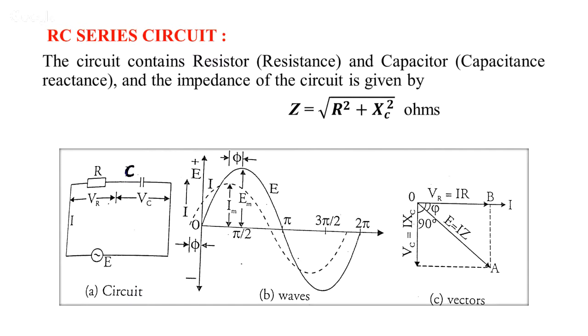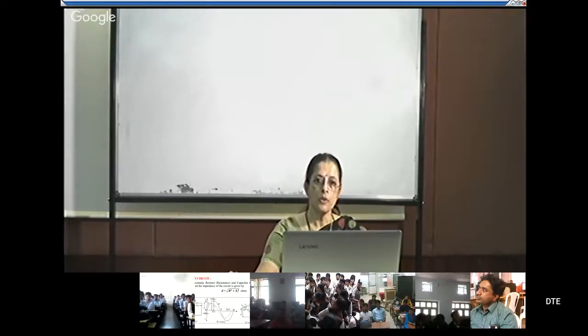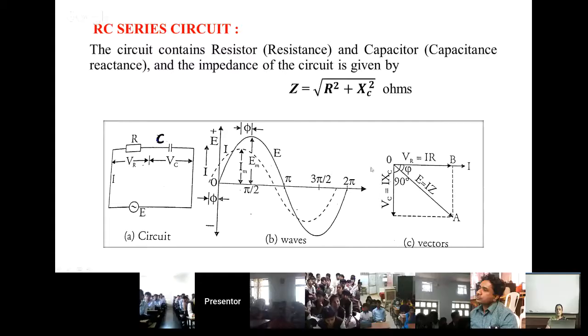That means to say there is a phase angle difference between the voltage and current. Now, how is this phase angle difference? In this case, the current leads the voltage. So, in the previous case, in an inductor, we saw that the current lags the voltage, or the voltage leads the current. Whereas in this case, the current leads the voltage.